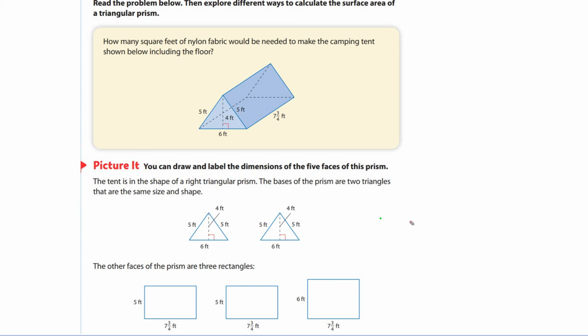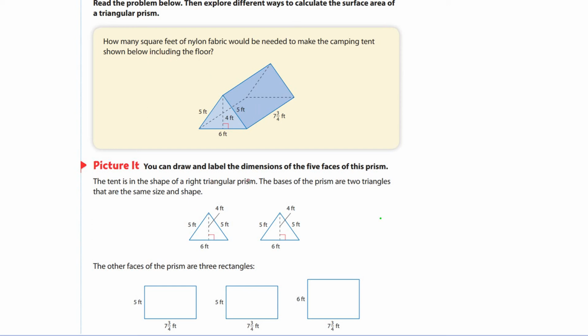Let's read the problem below, then explore different ways to calculate the surface area of a triangular prism. How many square feet of nylon fabric would be needed to make the camping tent shown below, including the floor? That's a key word there, including the floor.